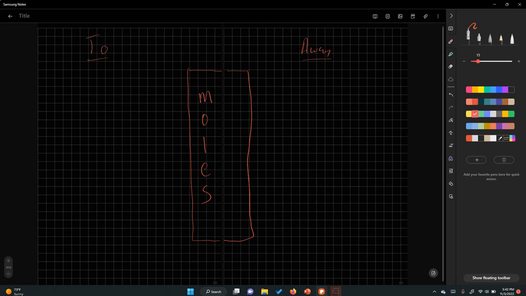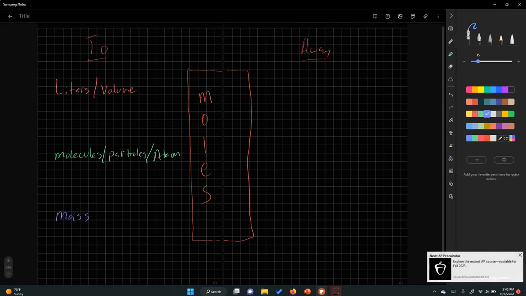And when we go to moles, we really have three different things that we could be starting with. We could be starting with liters or volume. We could be starting with molecules or particles, or sometimes they're referred to as atoms, depending on how many of them we have. And then we also have mass that we could start out with. When we're going to moles, we're always going to multiply, or not multiply, sorry, we're going to divide.